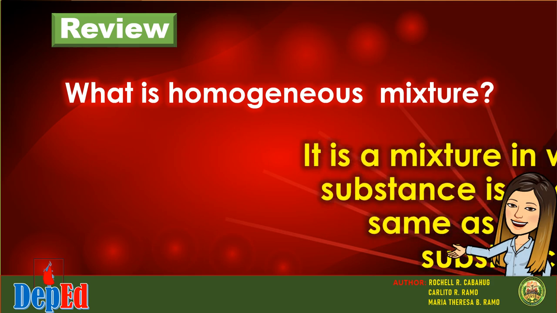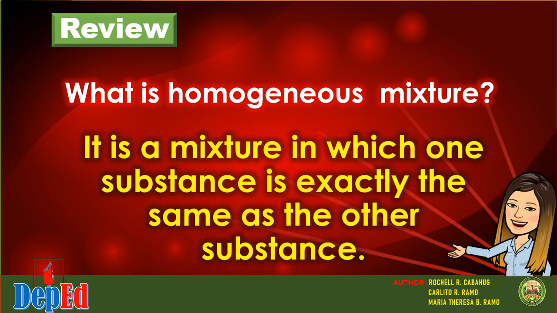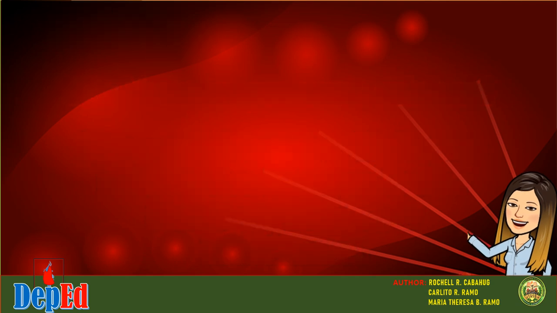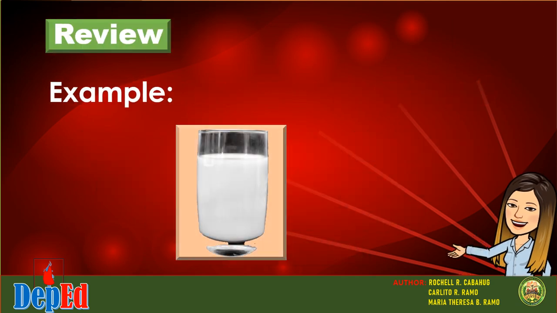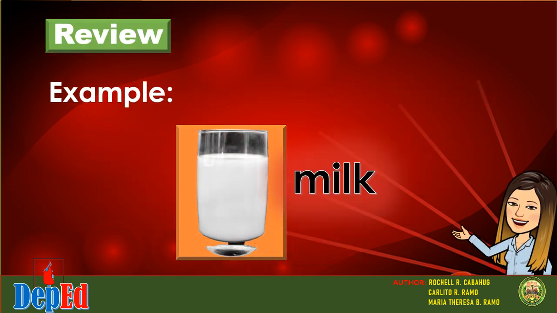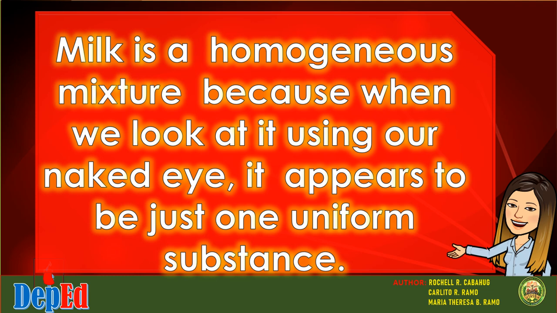Now, let's have a review. What is a homogeneous mixture? It is a mixture in which one substance is exactly the same as the other substance. For example, milk. Milk is a homogeneous mixture because when we look at it using our naked eye, it appears to be just one uniform substance.